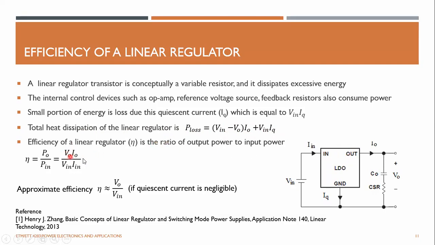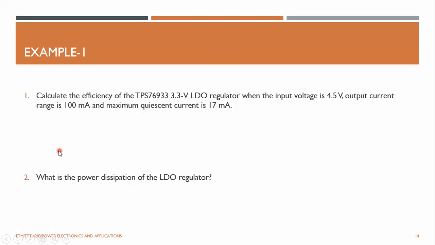The efficiency is simply the output voltage times output current divided by supply voltage times supply current. Supply current is simply, if you know the IQ and I out, you can just take the summation and get this efficiency. So it is a very simple calculation.